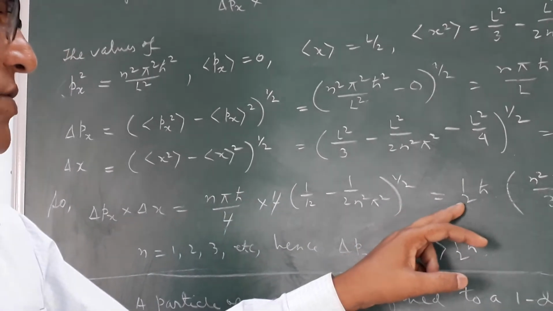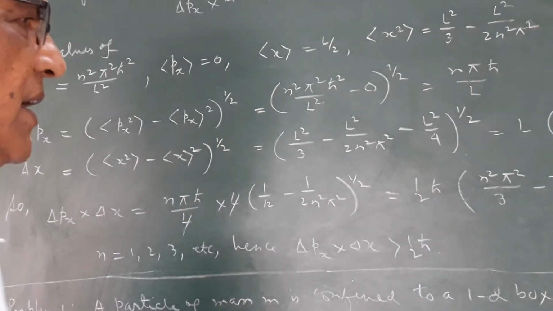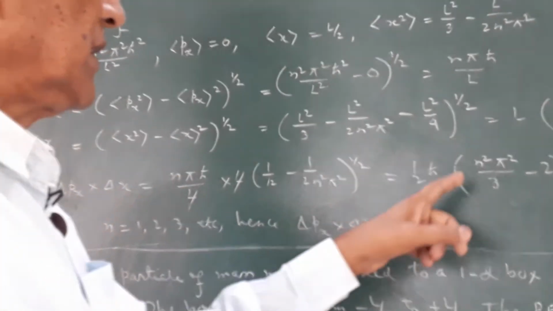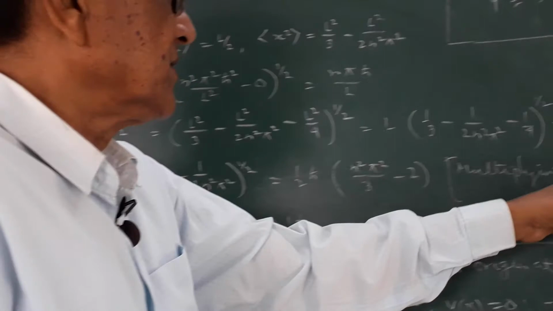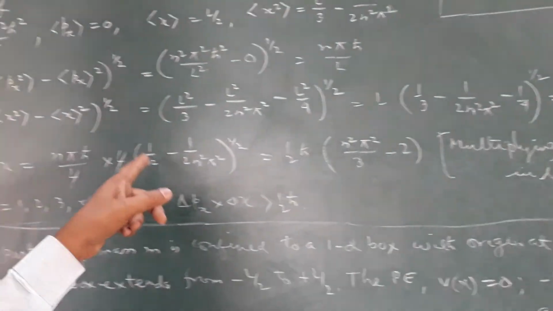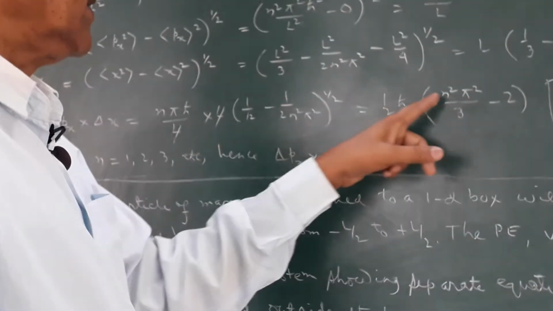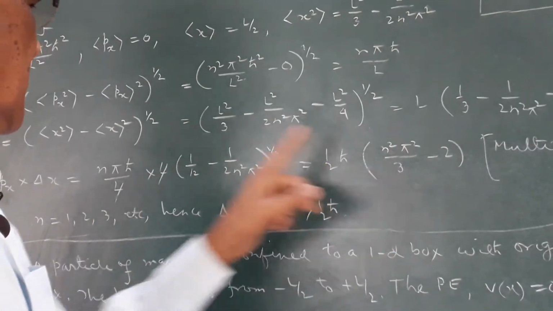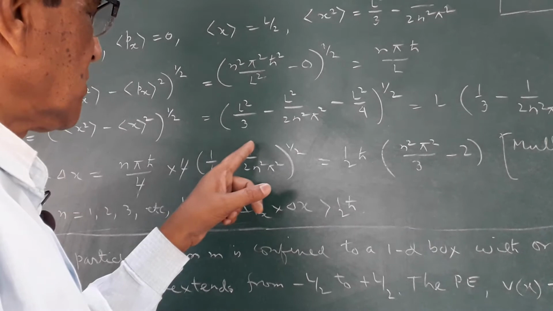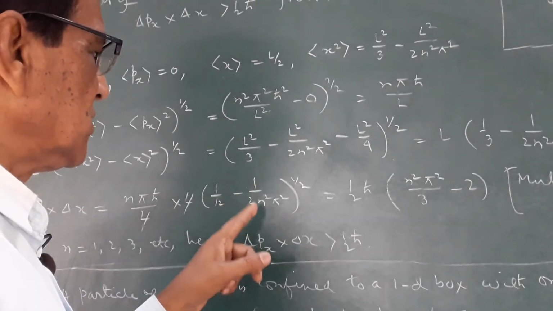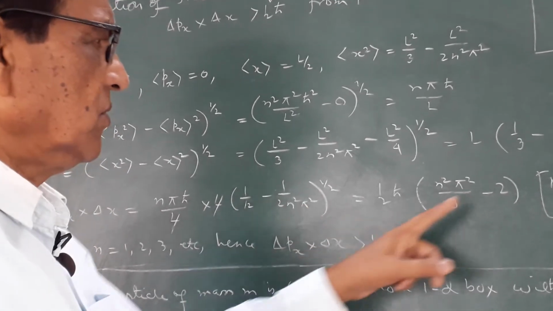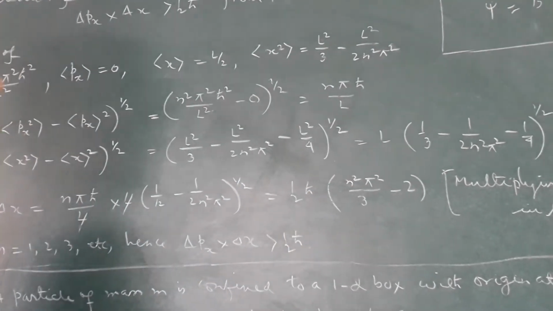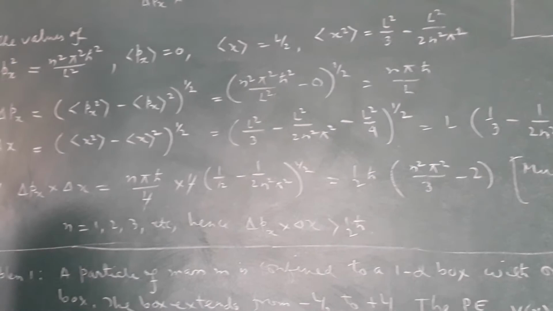So half h cross we can take, and the remaining portions here multiplying the 4 n square pi square. So this gives n square pi square, and 4 and 12 it is 3, and here 4 n square pi square, whenever multiplying this one, this will give you 2. So for any value of n, possible values 1, 2, 3, 4, 5 etc.